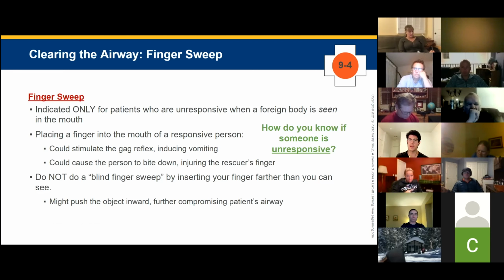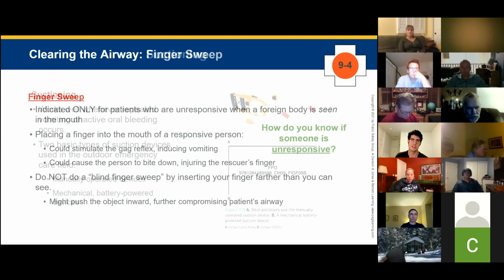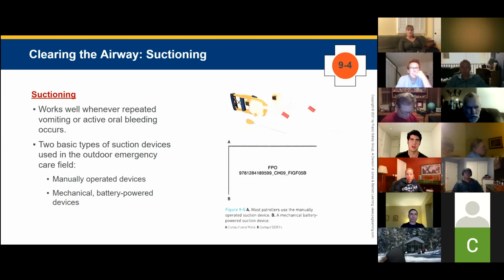What's more pertinent and what we're going to use quite a bit more is going to be suctioning. This is going to be things for like blood or vomit, which you will see up at the mountain. A lot of drunk people end up vomiting. A lot of people who have trauma end up bleeding in their mouth. So this is going to be much more relevant versus the finger sweep.